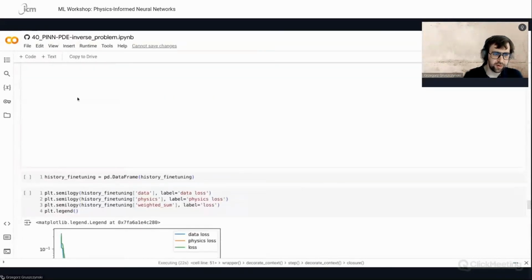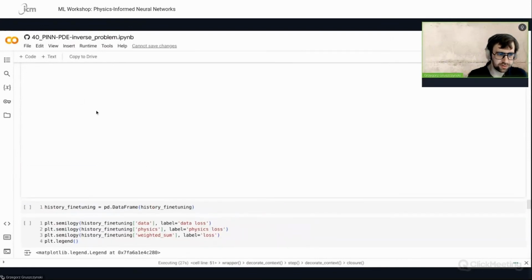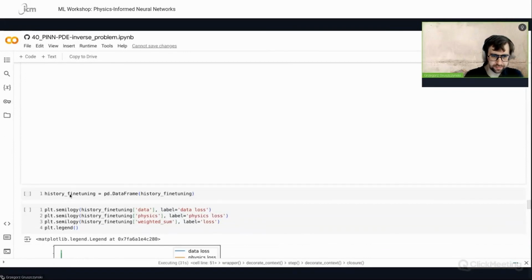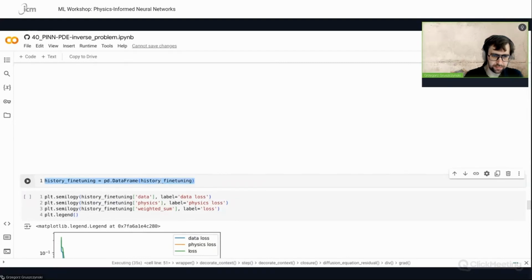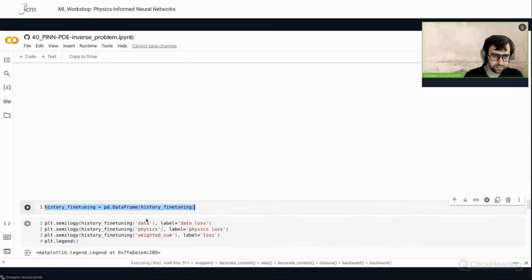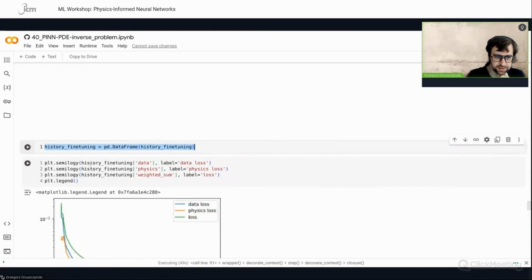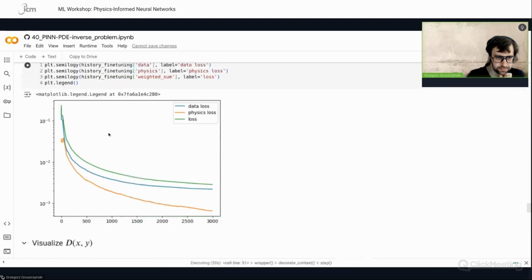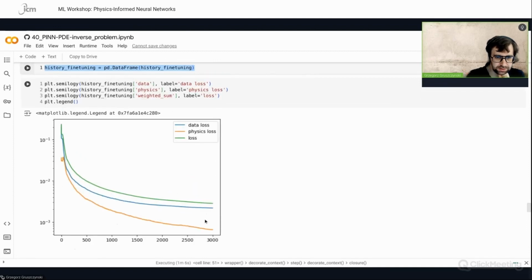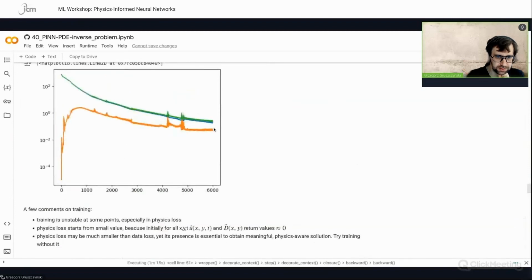Again, it takes a while. However, I've got the results from the previous session, so I'll continue with them. Here we read the fine-tuning history into the data frame, and using this data frame format will be easier for us for the plotting. So here's the plotting again, and we managed to get the total loss smaller than 10 to the power minus 2, while previously it was just a little below 1. So we got a 2 orders of magnitude drop here.